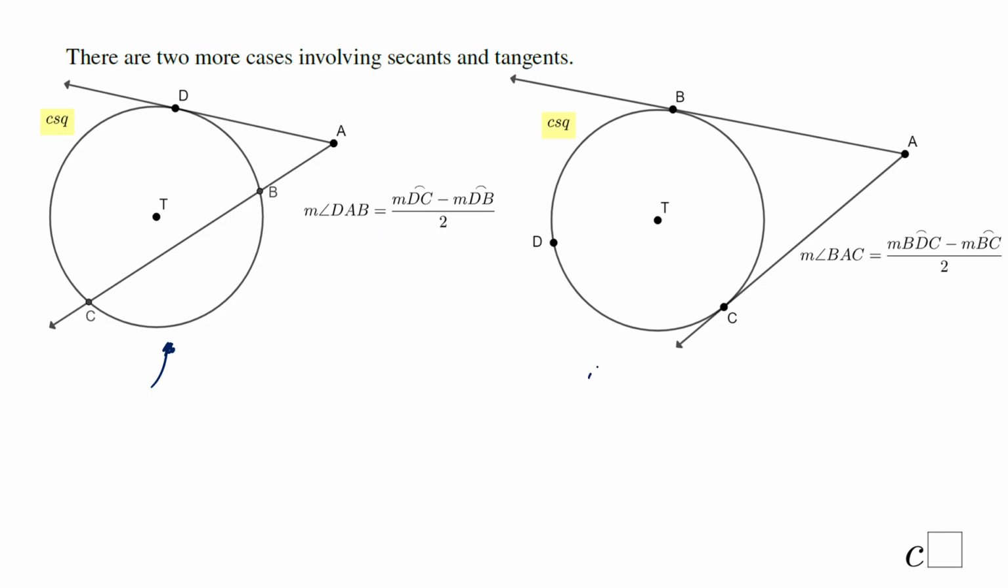And we have the second case, two tangents. In this case, they also form two intercepted arcs. Be careful with these two intercepted arcs. The sum of these two intercepted arcs is 360 degrees. That's good to know. You subtract them and divide by 2.